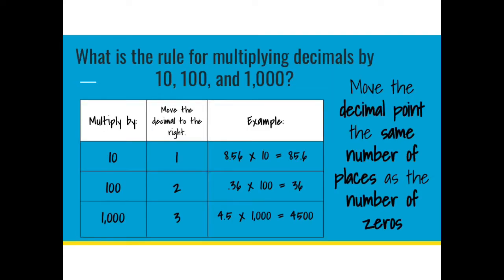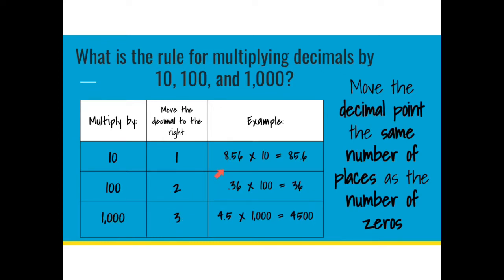Now let's take a look at the rule for multiplying decimals by multiples of 10 or powers of 10. When we multiply with decimals, we count up the number of zeros and we move the decimal point to the right based on that number of zeros. So if we're multiplying by 10, we're going to move the decimal point to the right 1 time. If we're multiplying by 100, we move it 2 times, and 1,000 3 times.